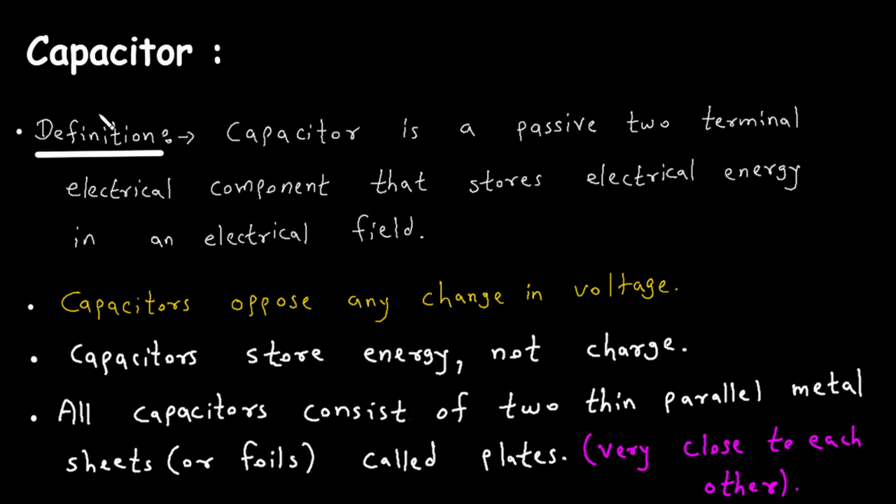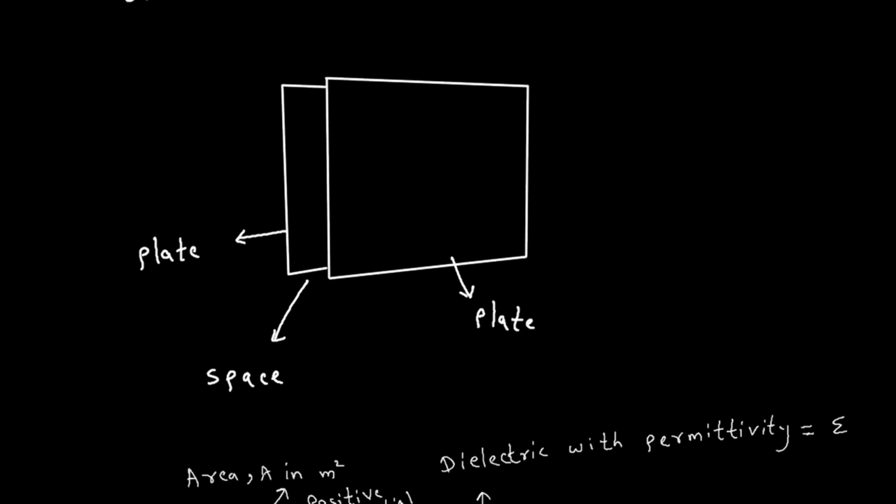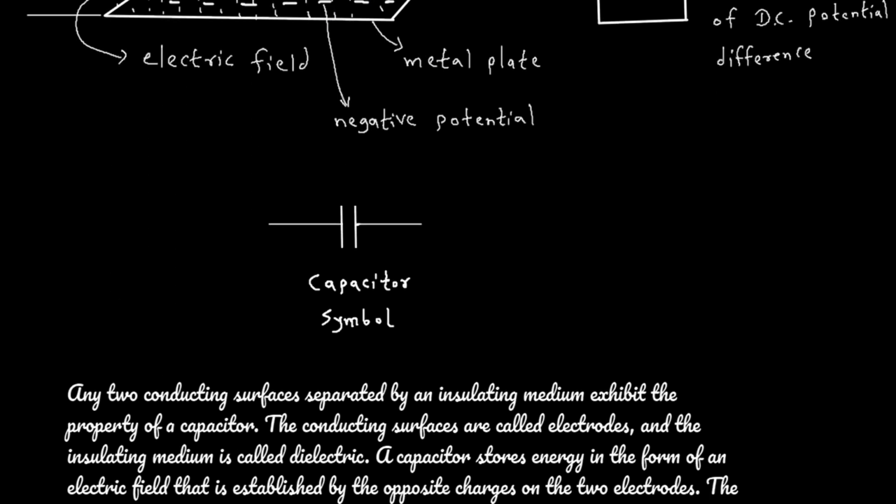Capacitor. First of all, we will see the definition of capacitor. Capacitor is a passive two-terminal electrical component that stores electrical energy in an electrical field. So first of all, capacitor is a two-terminal element.